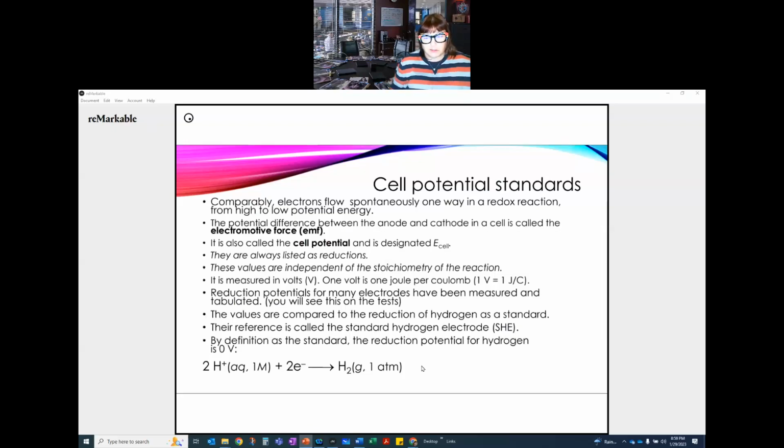And that's because that's our standard. So we're not going to measure a potential for it. Okay, so that's our standard. Now we know what we're measuring against, and we know what all of these little things mean.